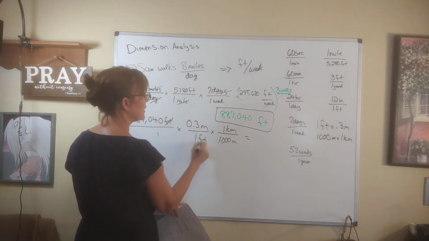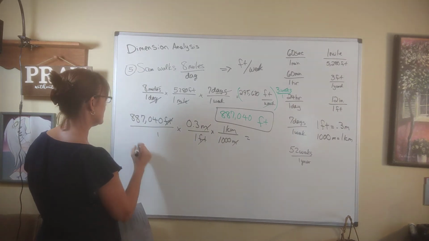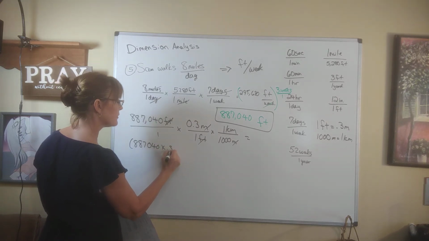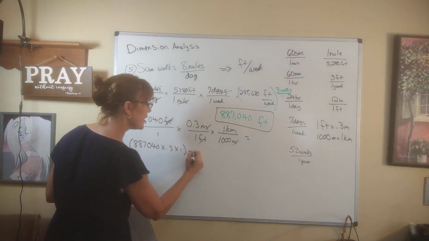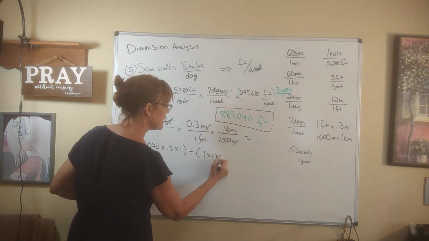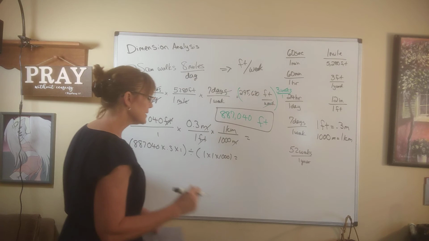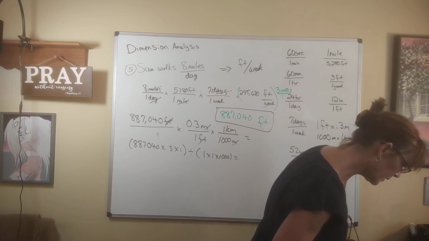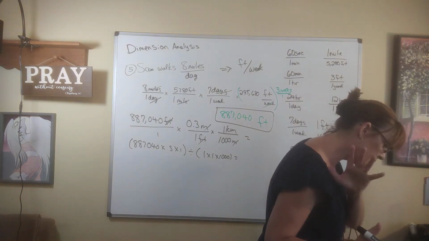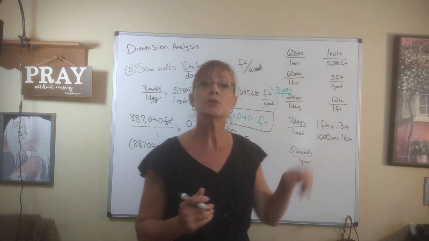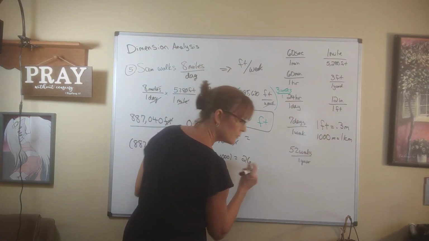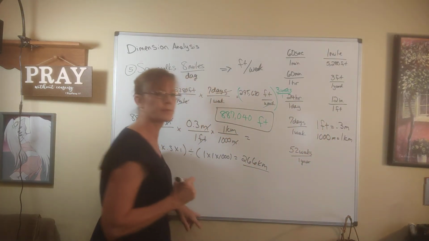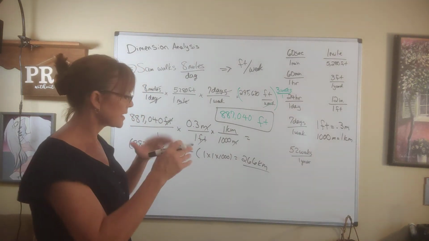And so right here, feet go with feet, meters go with meters, and so what I will multiply in my calculator is 887,040 times 0.3 times 1, close parentheses, divided by, parentheses, 1 times 1,000. And this gives me, what did I get there? Approximately, I rounded to the nearest whole number, 266 kilometers.